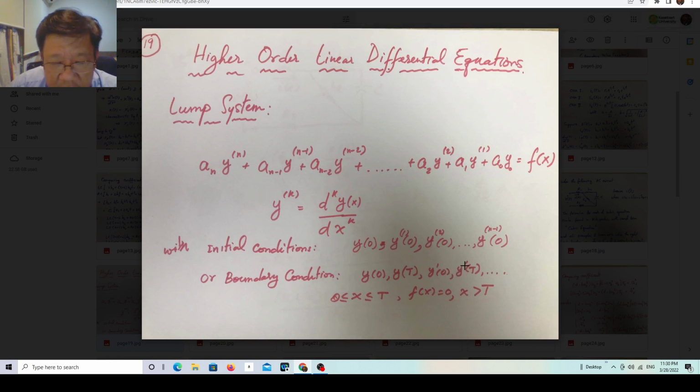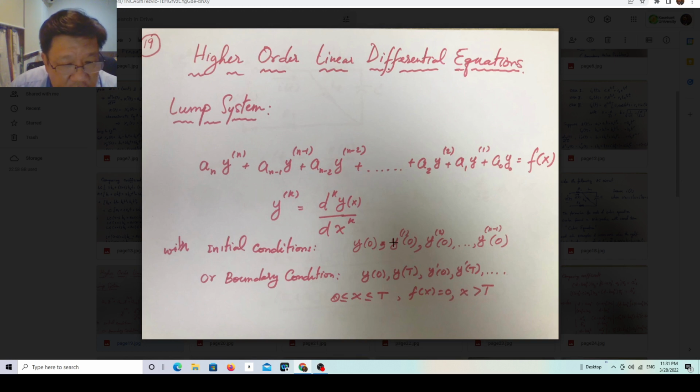For example, from the general form that you see on the screen, if you consider initial conditions, you need y of 0, the first order derivative evaluated at 0, the second order, and so on up to the n minus 1 order. You don't need the order n, because you only need n conditions. These n conditions will help you find the constants that appear in your complementary solution of y.